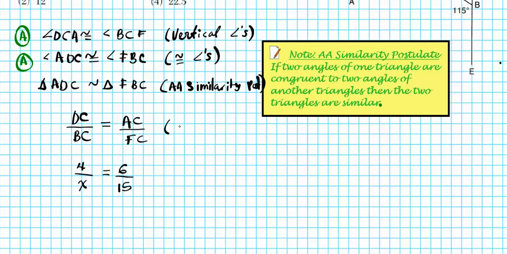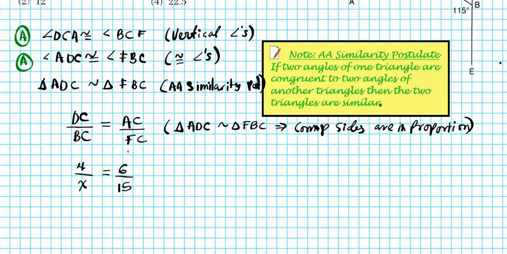Okay, let me put a reason here. Triangle ADC is similar to triangle FBC, right? So that implies that corresponding sides are in proportion. Just to help you know what I'm thinking, okay? All right, let's solve this.